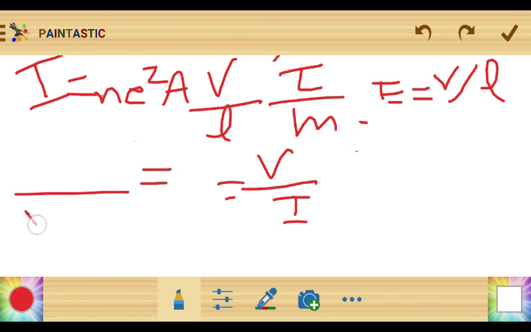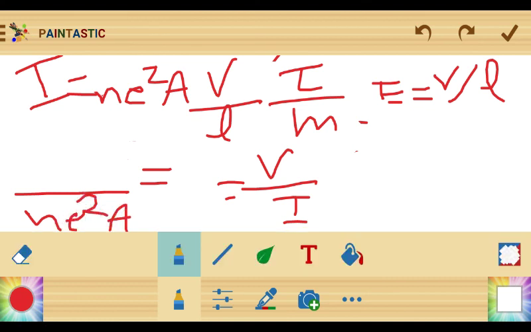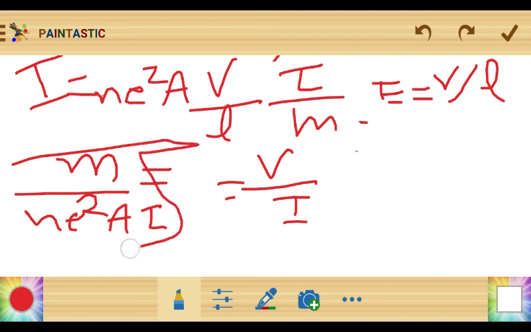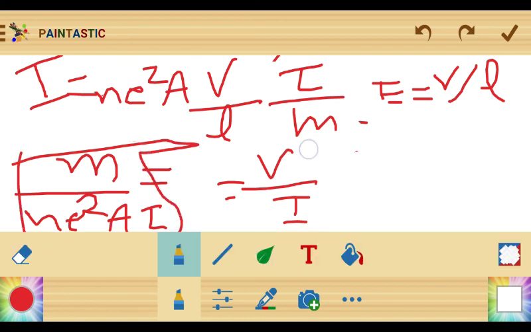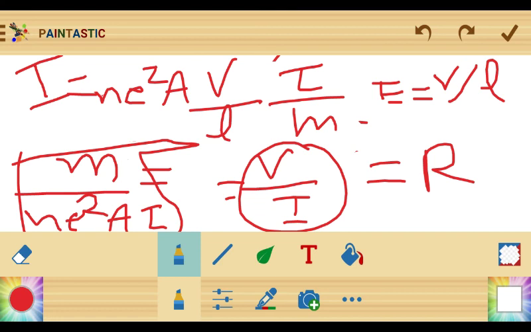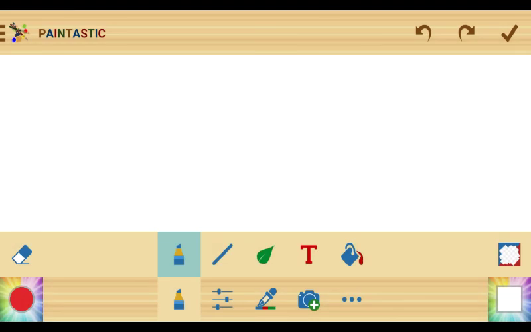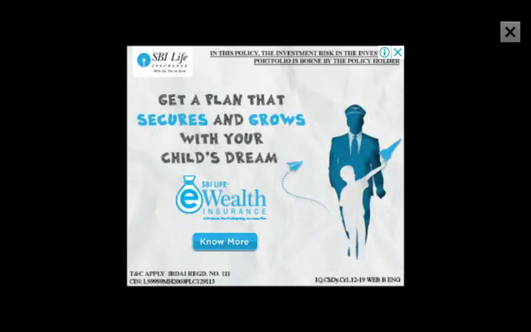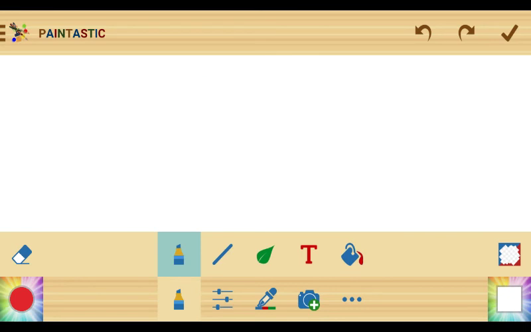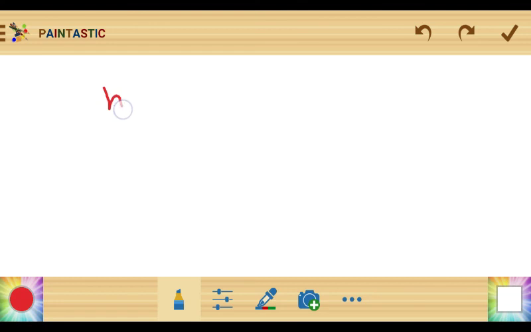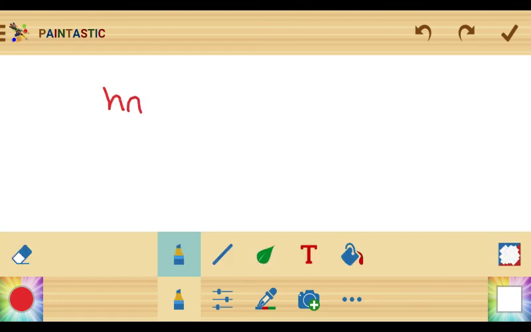So down will be n e square A tau, and up will be m. So this thing m upon n e square A tau is V upon I, and what is V upon I? From Ohm's law, V upon I is simply equal to R. So the resistance, now we have n e square A tau. So the resistance is m, so V upon I is equal to, I am just writing again.